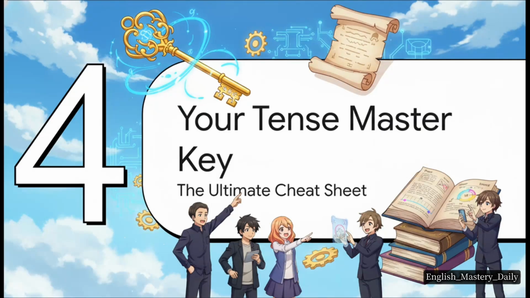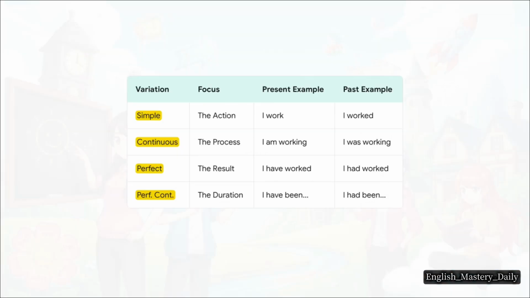Now that you have the logic, I'm going to give you the ultimate tool to put it all together. Think of this next slide as your master key, your cheat sheet for every single English tense. You're probably going to want to get ready to take a screenshot of this one. This is it. This chart is your secret weapon. It lays out all 12 tenses, the formulas, and when to use them.